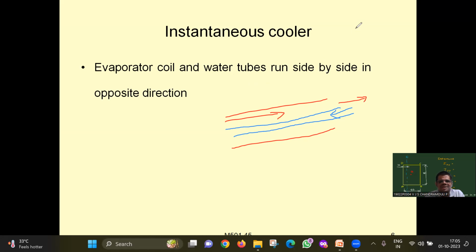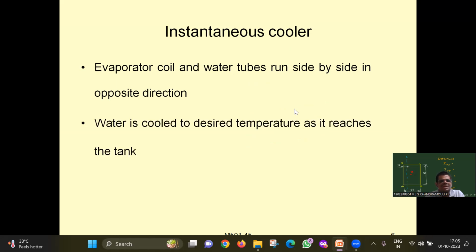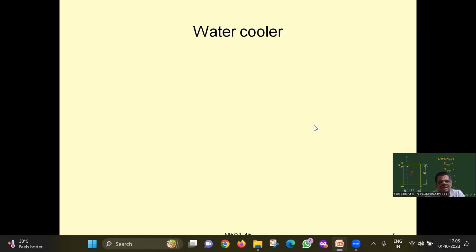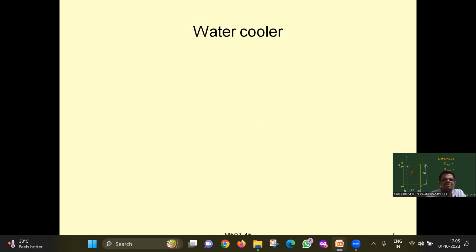There is no tank for this. Okay. And water is cooled to desired temperatures as it reaches the tank. However, here also they will have a tank which is used for temporary storage, but it is not mandatory.